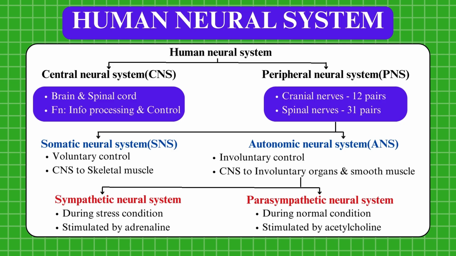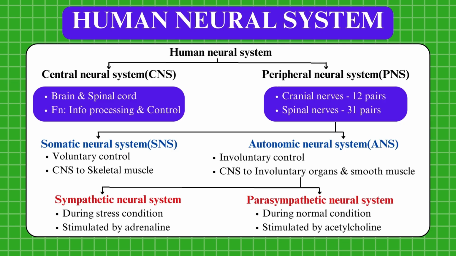There are 2 types of peripheral neural system, namely somatic neural system and autonomic neural system. Somatic neural system. It is a voluntary control which sends the signal from CNS to skeletal muscle. Autonomic neural system. It is an involuntary control which sends signals from CNS to involuntary organs and smooth muscles.